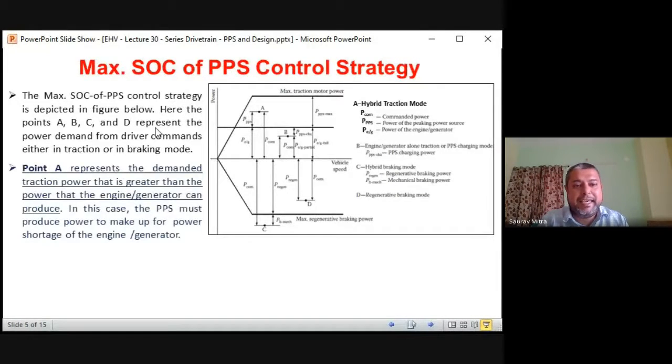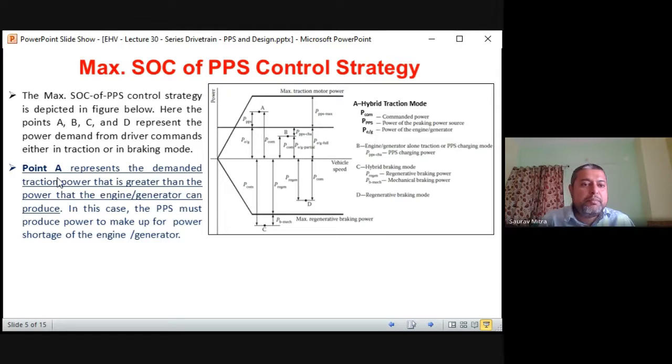Let's see first what is case A. Now I'm explaining this figure, please understand. This is the commanded power, PCOM. And this level is the PEG. The engine generator is generating this much power, but the commanded power in this case is very high. So who is going to supply this extra power? This extra power is going to be supplied by the PPS. This is strategy A. Like your monthly expenses suddenly become 1,20,000, this is the P commanded. Your salary is 1 lakh, that is the PEG. And the remaining 20,000 rupees you are going to take from your extra or hidden fund.